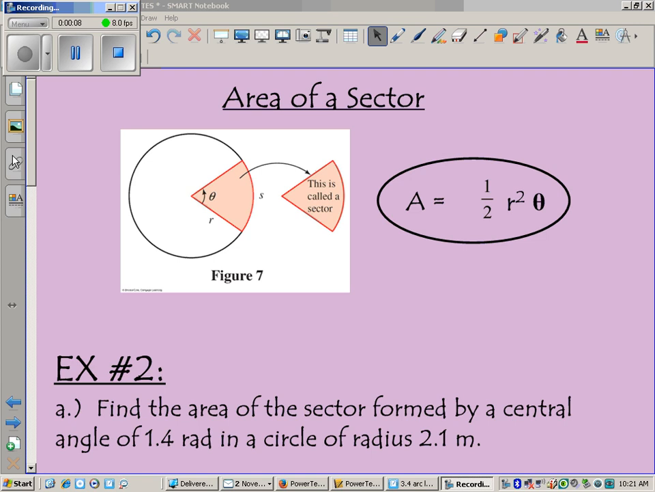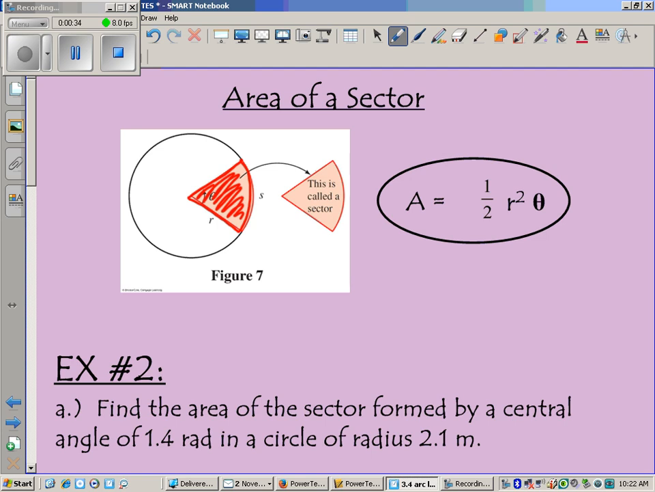Okay, right now we're going to talk about area of a sector. We just got done talking about the crust of our pizza, our arc length. Now we're going to talk about area of a sector. Area of a sector is more like the whole pizza slice. So if I'm looking to figure out the area of this sector, I'm really looking for my pizza slice. How much pizza do I have in my pizza slice? That's what a sector is.